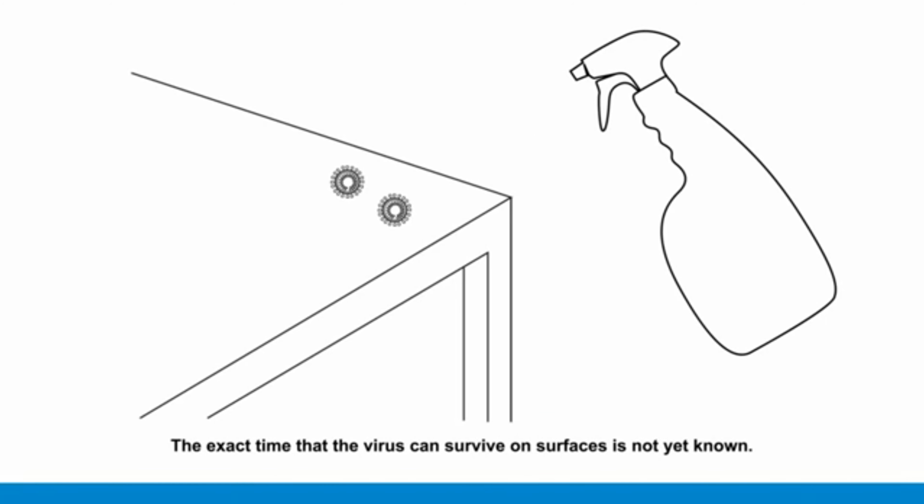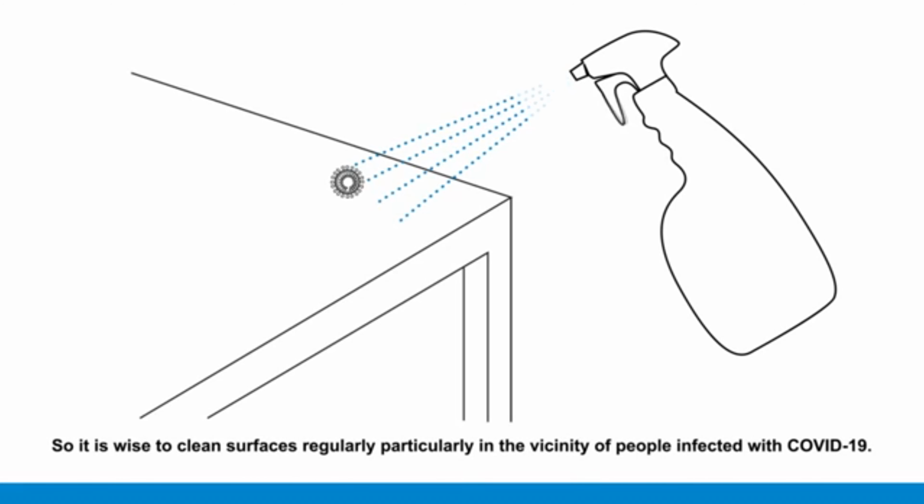The exact time that the virus can survive on surfaces is not yet known. So it is wise to clean surfaces regularly, particularly in the vicinity of people infected with COVID-19. Hands touch many surfaces, which can be contaminated with the virus. You should therefore avoid touching your eyes, nose, or mouth, since contaminated hands can transfer the virus from the surface to yourself.